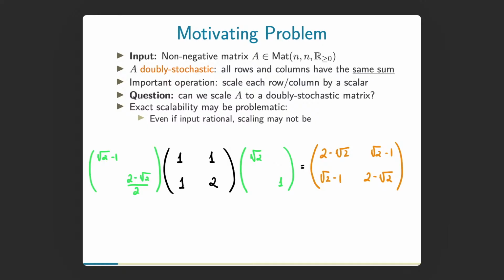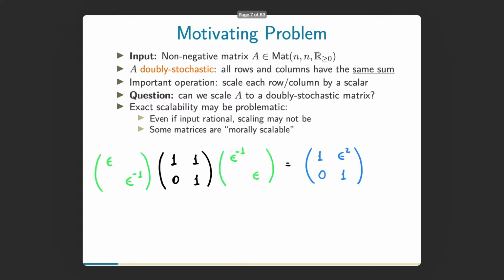The other problem is that some matrices are only approximately scalable. If I give you this matrix, 1, 1, 0, 1, and I multiply by epsilon and 1 over epsilon here, by 1 over epsilon and epsilon here, what am I doing? My first row I'm multiplying by epsilon, but the first column I'm dividing by epsilon. So I preserve the diagonal elements. This entry is 0, so I don't care, it would always stay 0. But this entry here I send to epsilon squared. So this gets pretty close to doubly stochastic.